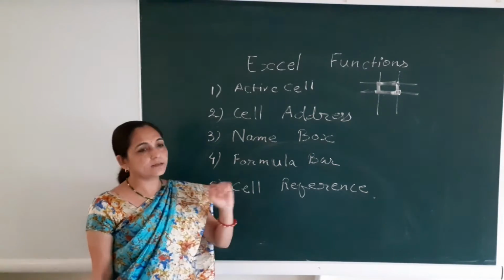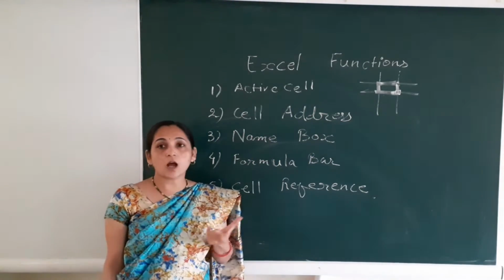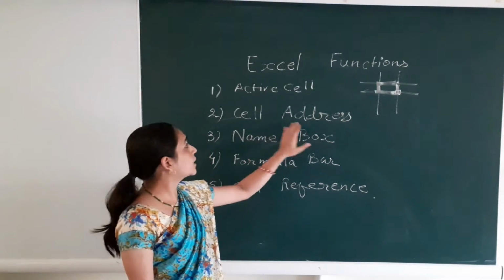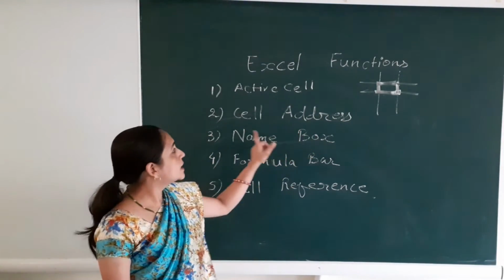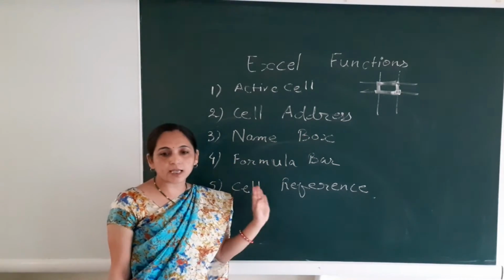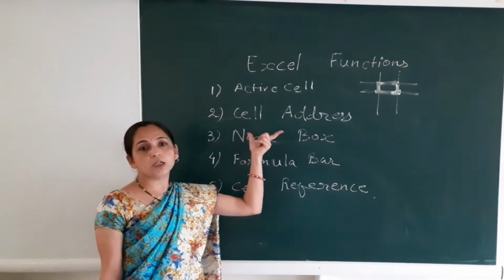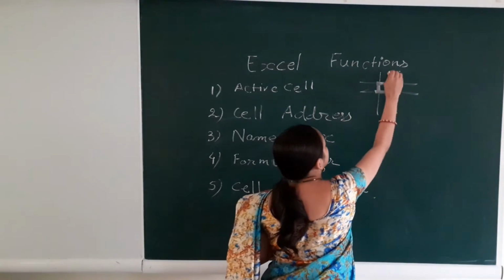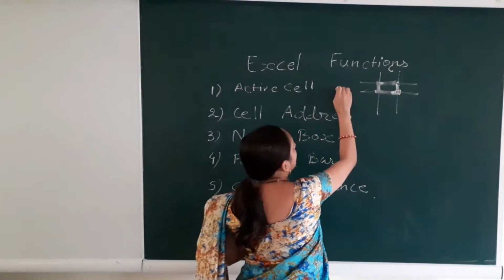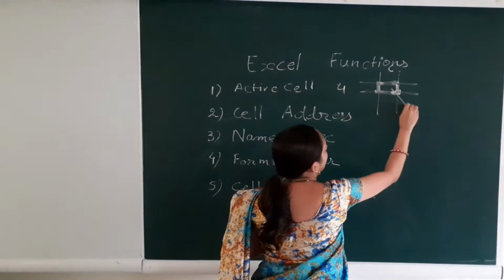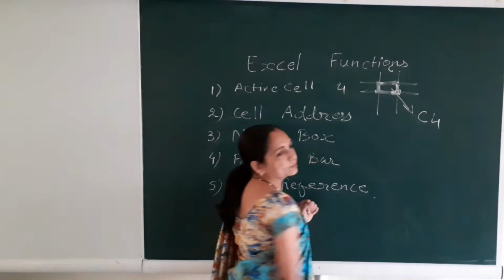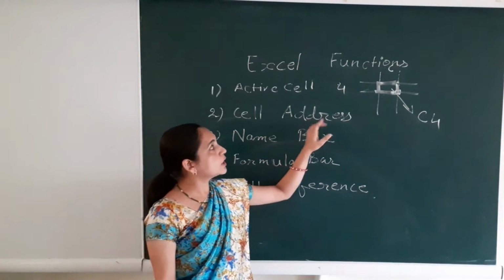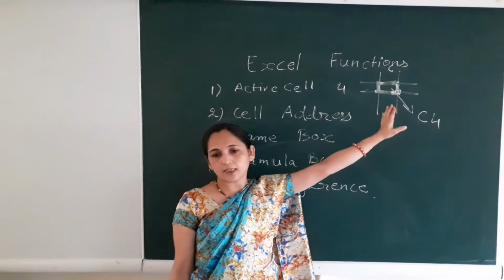Now cell address. There are so many cells. How will Excel recognize a particular cell? It recognizes it by its cell address. Cell address is the name of the cell. It consists of the column name followed by the row number. For example, this belongs to the C column and the 4th row, so its cell address will be C4. Clear? Cell address belongs to the particular cell which you have selected.